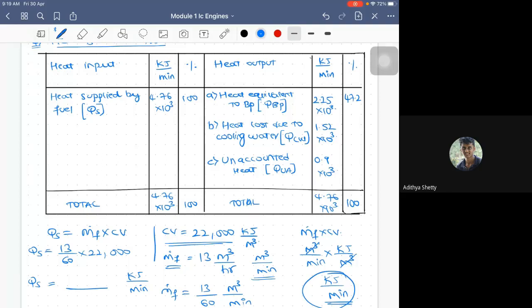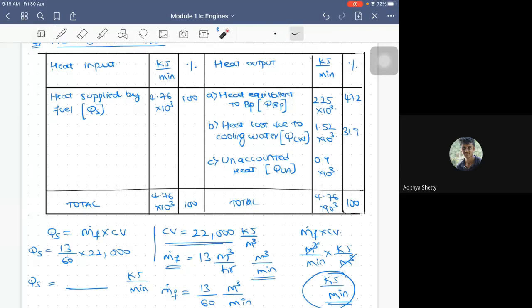Next, how much is the percentage of heat loss due to cooling water? For that, what you have to do? This divided by this into 100. It is 31.9, so 31.9 percentage of heat is lost because of cooling water.